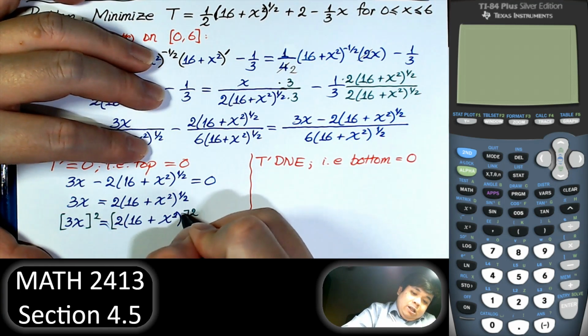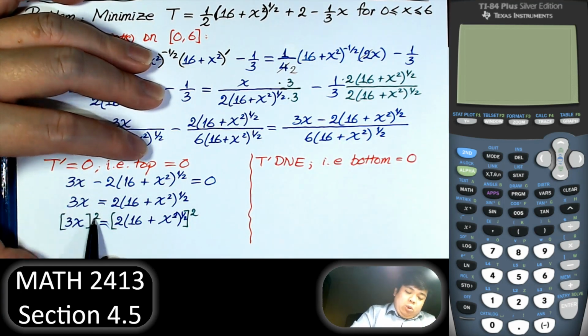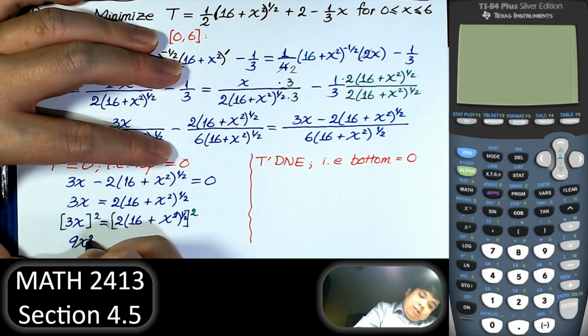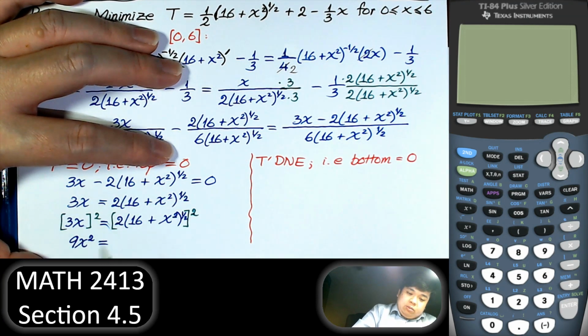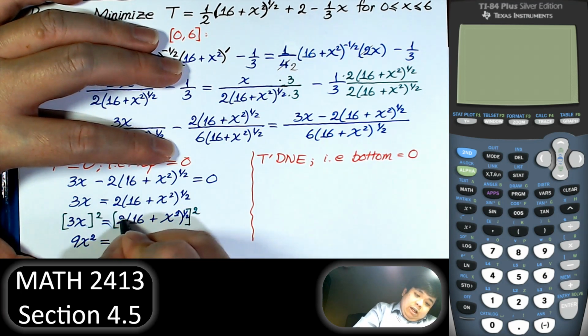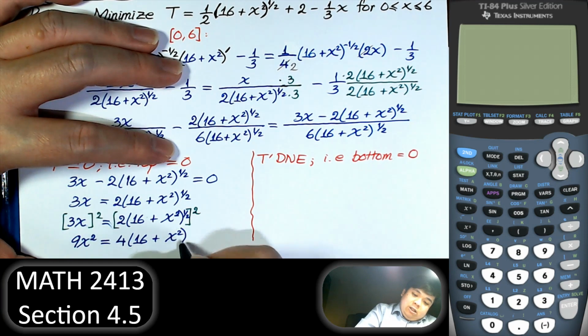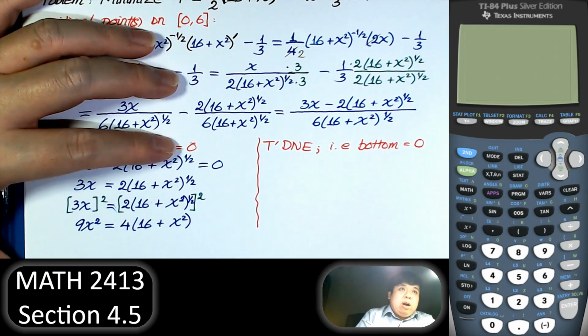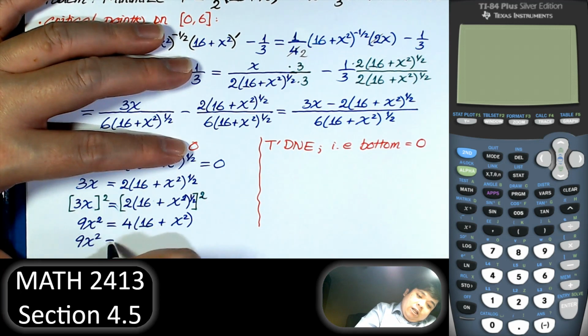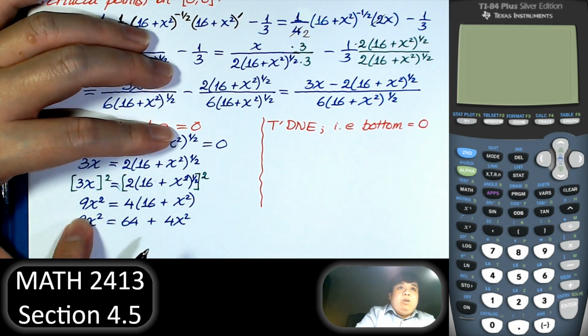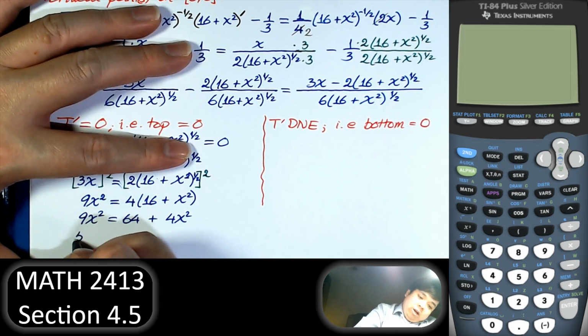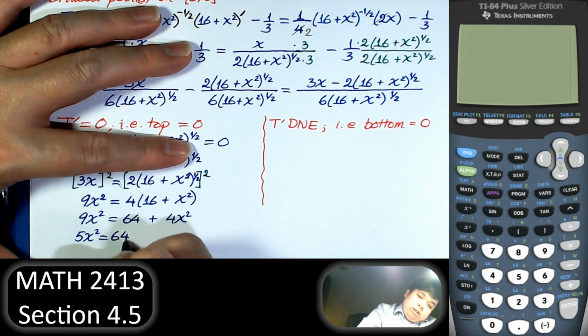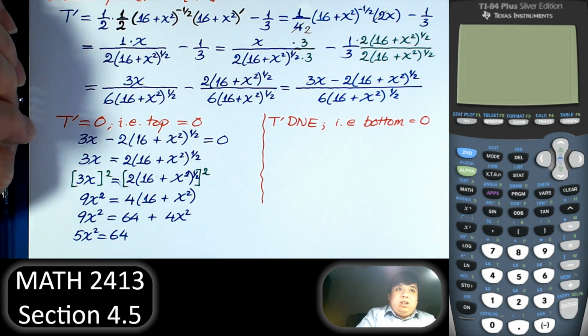So now 3x squared will be 9x squared. The square goes to the 2 here, and that 2 squared is 4, and then the square goes to the 1/2, so the 2 and the 1/2 cancel out. That's 16 plus x squared. Now multiply it out, we have 9x squared equal to 64 plus 4x squared. Move the 4x squared over, we have 5x squared equal to 64. So x squared is equal to 64 over 5.